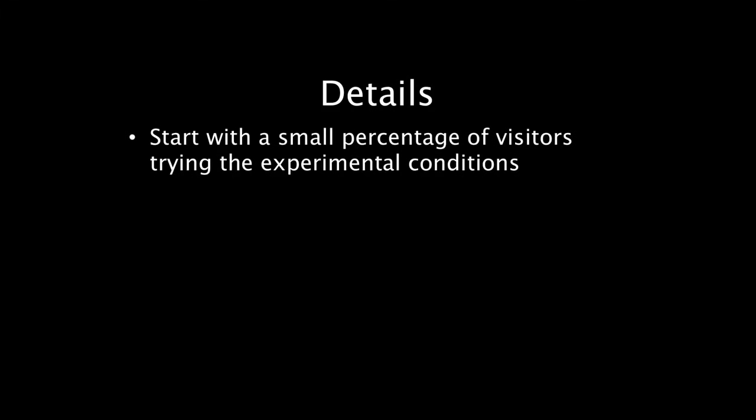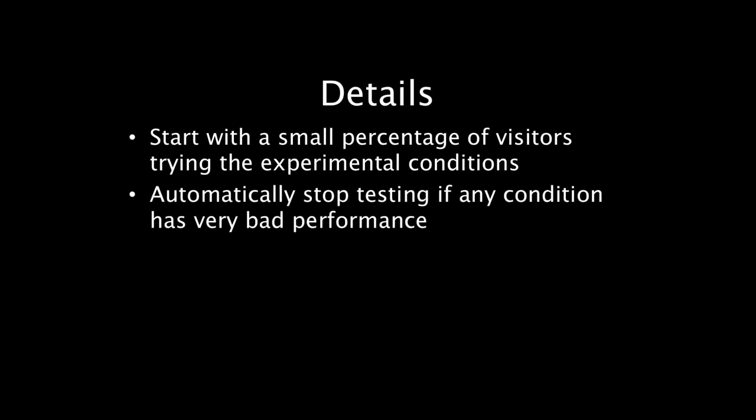First, you want to start with a small percentage of visitors trying your experimental conditions. Don't create 2 conditions and launch half the site with one and half the site with the other. Start with, say, 0.1% of people seeing the experimental condition and then ramp it up. You want to do that so you can automatically stop testing if any condition has very bad performance. For example, if you have something that drives away half your visitors or half your customers, you don't want to have that test running on a huge group of people for a long amount of time. Start it with a small group, and if it looks like it's doing okay, then increase that number until eventually you're testing with half your visitors.